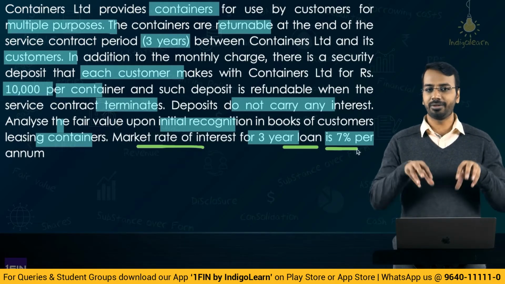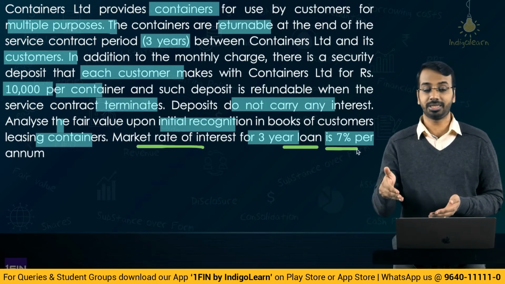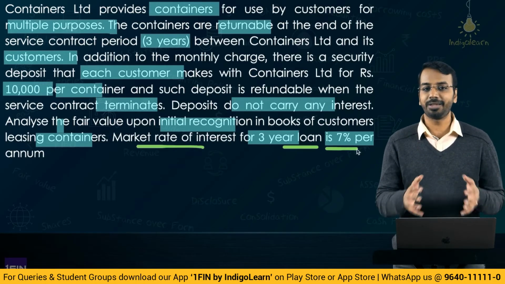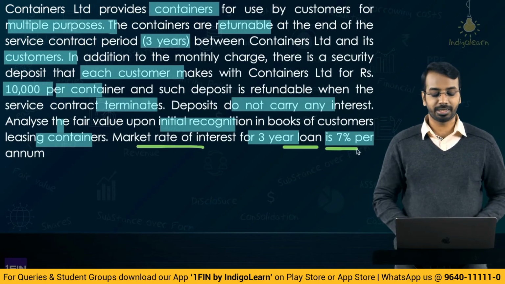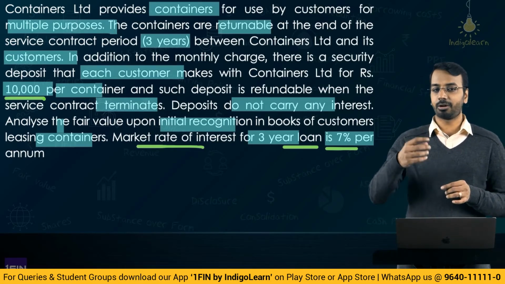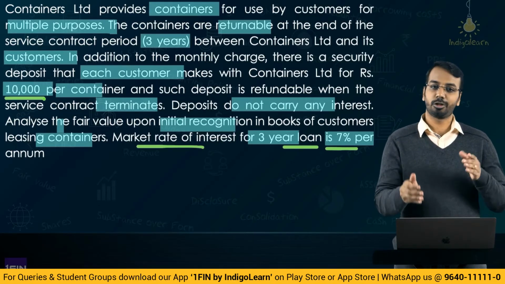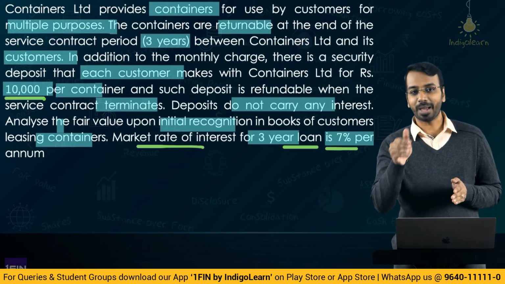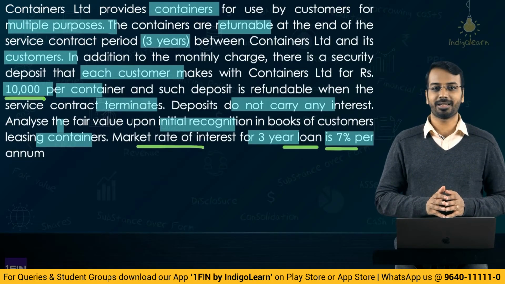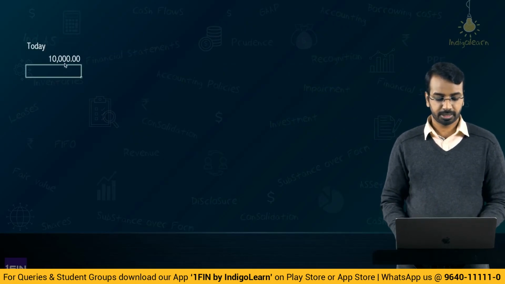Now does it mean that today I will recognize a deposit of 10,000 and I will keep on adding interest at 7% for 3 years, and at the end of the 3rd year I will get back 10,000 plus interest? The entity will not get back 10,000 plus interest. What will the entity get back? The entity will get back only 10,000. Meaning to say, the customer who is leasing the container will get 10,000 after 3 years. Today I pay 10,000. After 3 years I will get back 10,000. Now how do we account for such a transaction? That is what we need to understand. Now if you look at this scenario, today you give 10,000. There is an outflow.